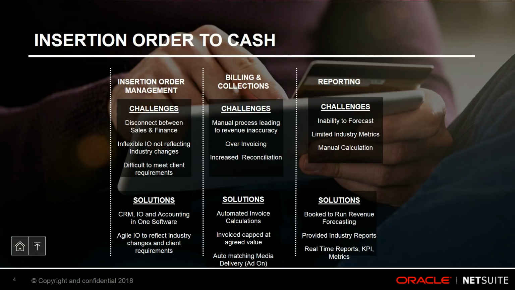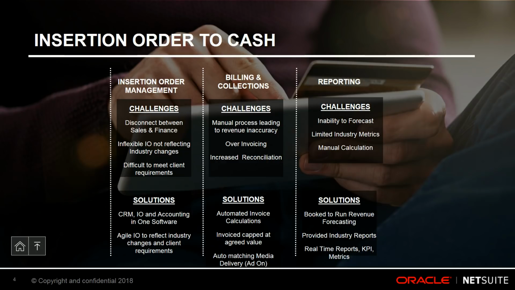We see inflexible insertion orders, not reflecting how different industries can go in different directions and revenue types, for instance, across digital, radio, out-of-home, TV, and more. A lot of manual processes come from these CRM, IO, and accounting areas being in separate systems. We've seen manual calculations, over-invoicing, under-invoicing, and a general difficulty in reconciliation.